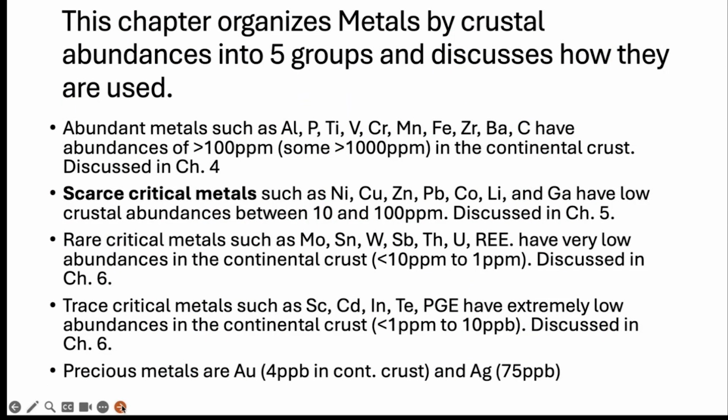So the chapter goes on to talk about scarce critical metals, which includes nickel, copper, zinc, lead, cobalt, lithium, and gallium. They have crustal abundances between 10 and 100 ppm, and we'll get into that in chapter 5, right? We're going to spend more time talking about each of these, how the deposits form. Right now, we're just talking about how these elements, metals, are being used.